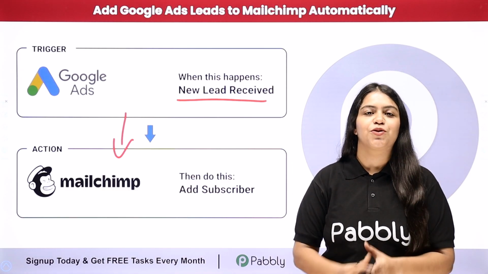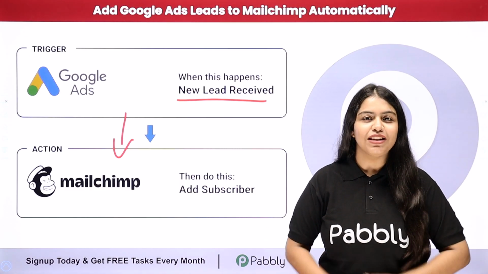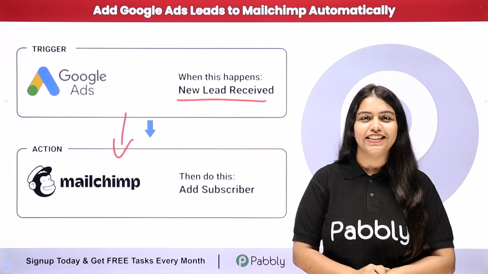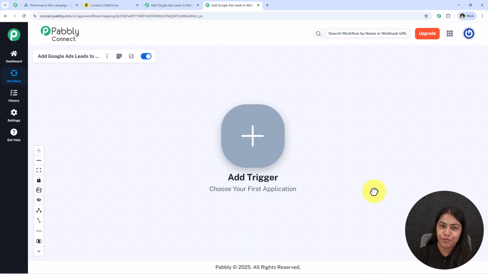So if you also want to create this amazing automation for your own business, then for that you have to come with me towards my screen. Welcome to my screen everyone. So let's begin and create a connection between Google Ads and Mailchimp. So to do this, I'm going to open the workflow builder of Pabbly Connect.